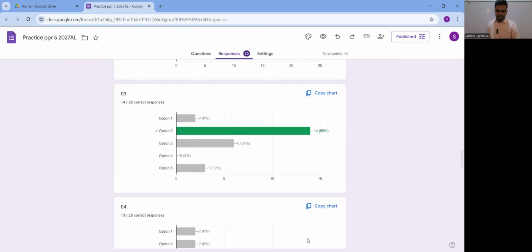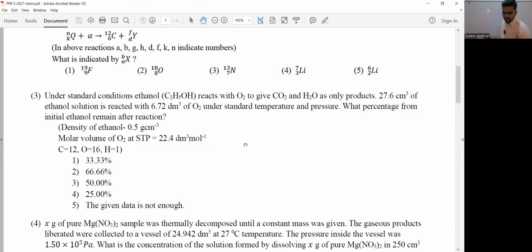Right, so let's go to the question and see. I'm going to show you the question one more time. Under standard conditions, ethanol reacts with O2 to give carbon dioxide and water as the only products. They have given you some data regarding the two reactants, ethanol and oxygen, and it is asking what is the percentage of ethanol remaining after the reaction. Okay, so let's see how to do that question.